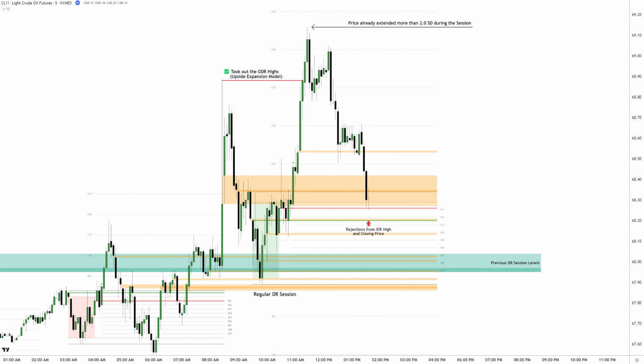Even though we see 2 clear rejections from the IDR high in line with the closing price, it's essential to manage expectations. With the ODR highs already taken out and price having extended beyond 2 standard deviations, aiming for the next SD level is unlikely for a high probability trade here. But let's look closer. There's a small yet critical detail here.